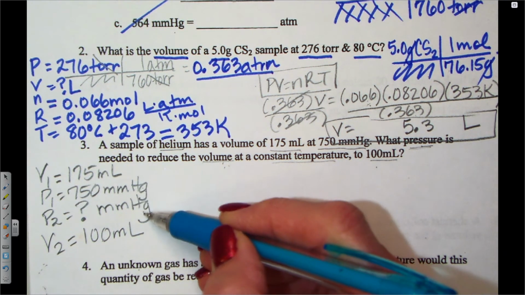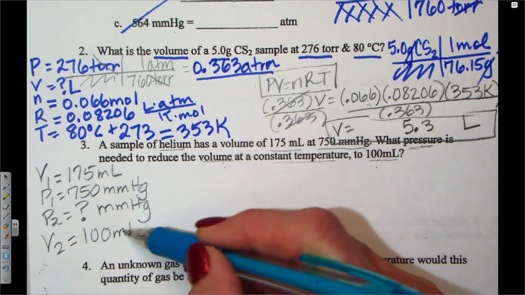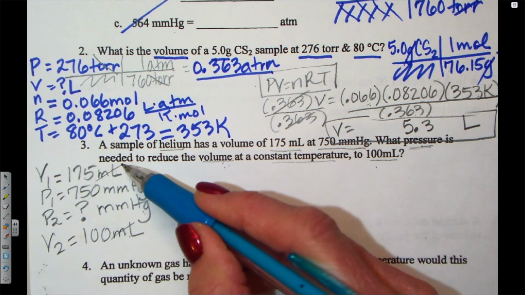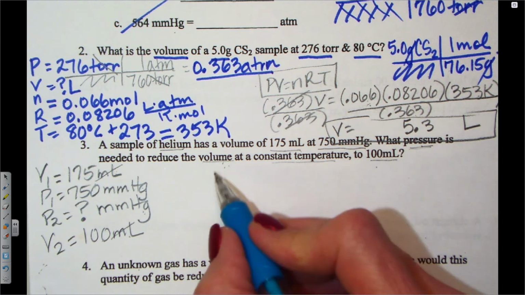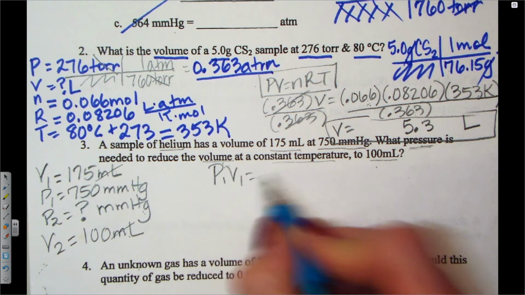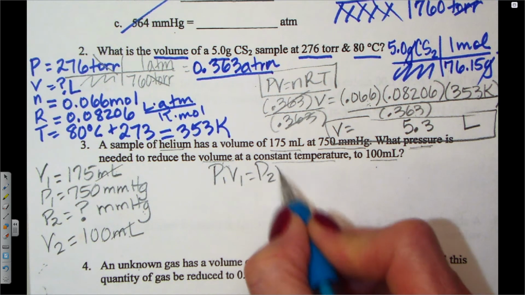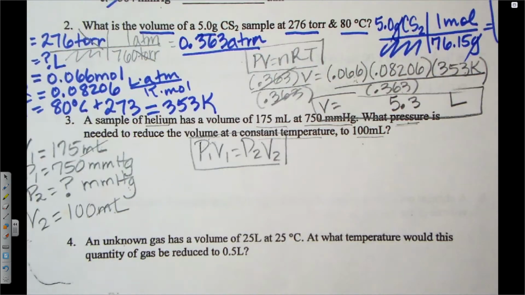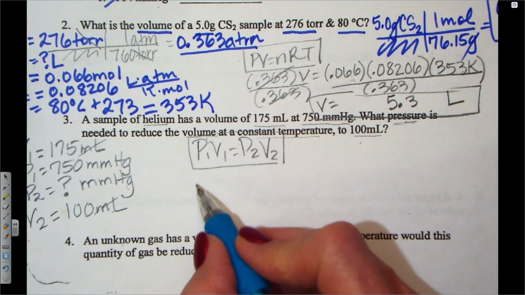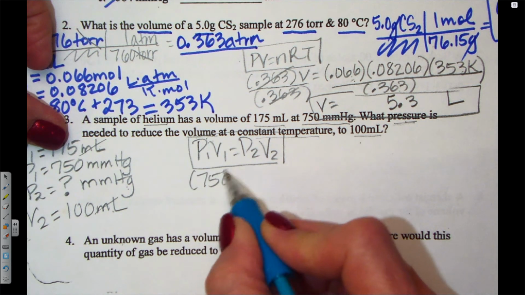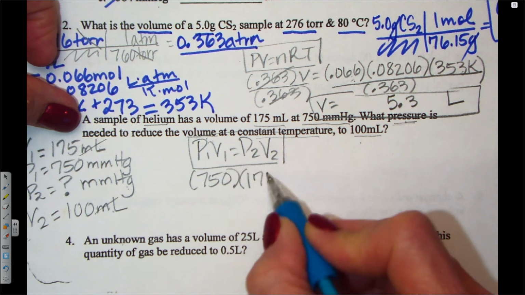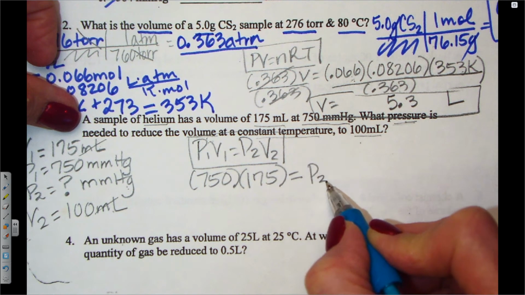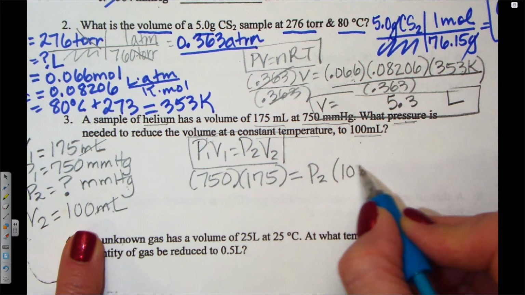Both of your pressures are in millimeters of mercury. Both of your units for volume are milliliters. So since they match, they're going to cancel out. And so we're going to plug into P1 times V1 equals P2 times V2. This is our blank formula. Always write your blank formula. And we're going to plug straight in. So we're going to plug in 750 times 175 equals P2, which is what we're solving for, times 100.